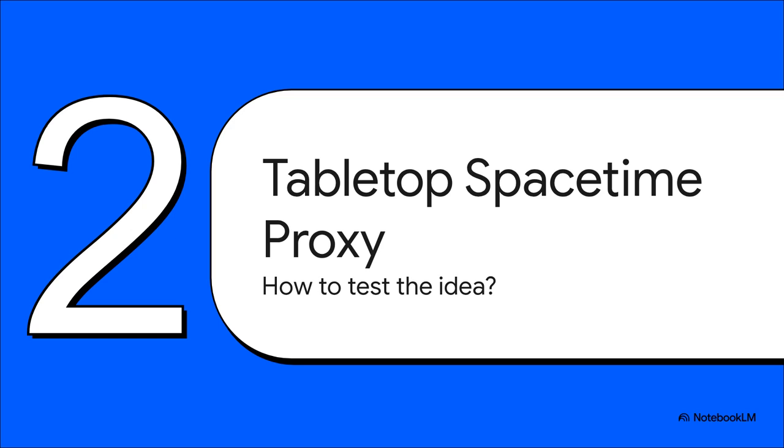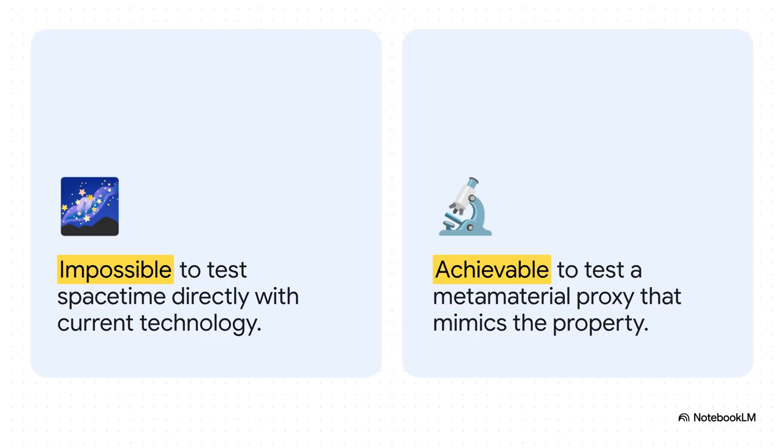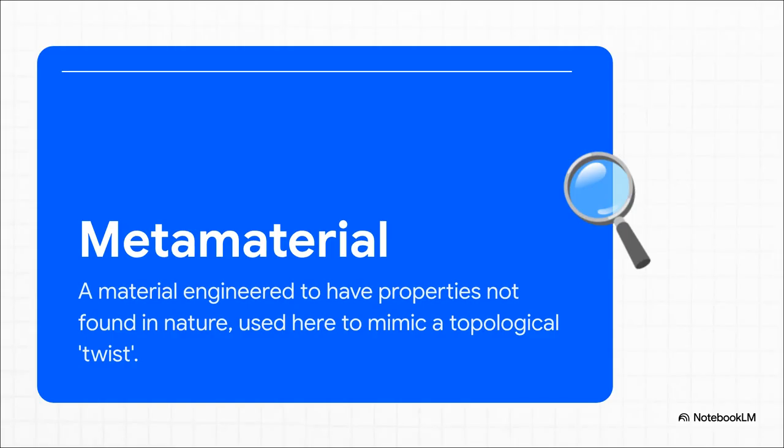All right, so it's a neat theory, but how in the world do you test for a twist in space-time? It's not like you can just build one in the lab. Well, this is where the real genius of this whole project shines through. They figured out a way to create a proxy, a kind of stand-in for space-time that they can actually build right on a tabletop. And this really lays it out perfectly. Trying to poke and prod the topology of actual space-time, yeah, that's impossible with the tech we have today. But creating a custom-made material that mimics the mathematical properties of that twist, that is a brilliant and totally doable workaround. And the key to this workaround is something called a metamaterial.